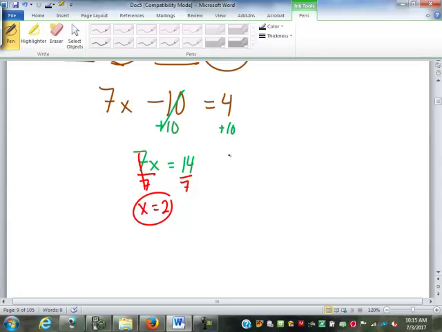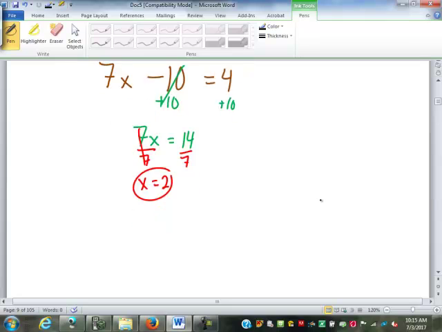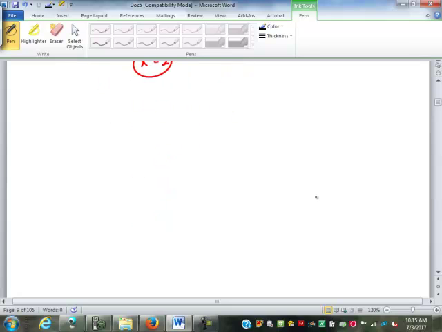Well, since we're having so much fun. Notice I started on the very left-hand side of my page.